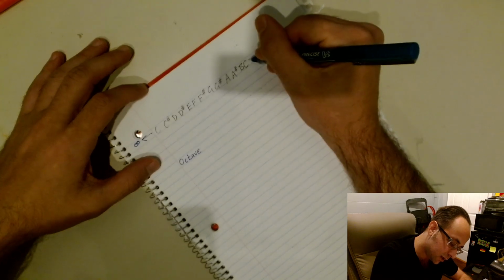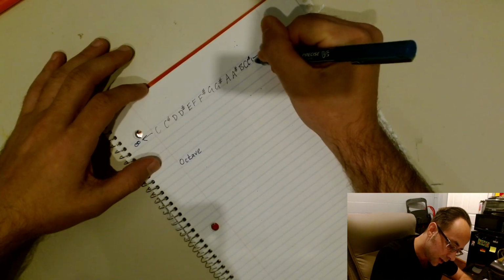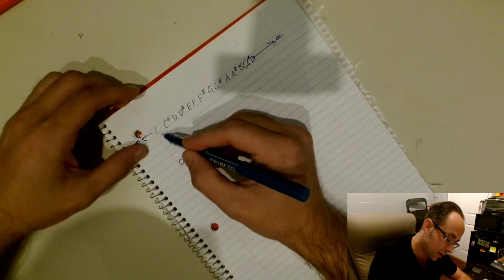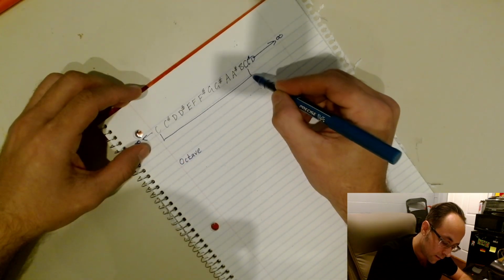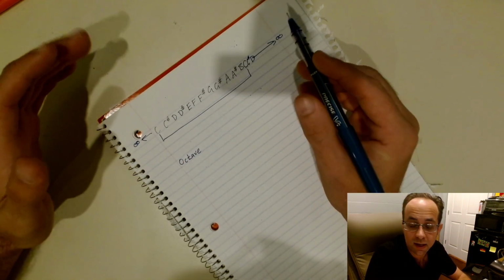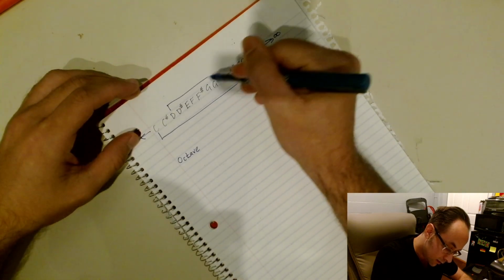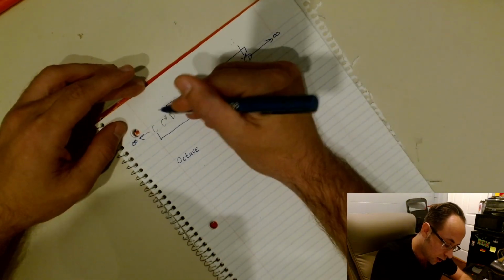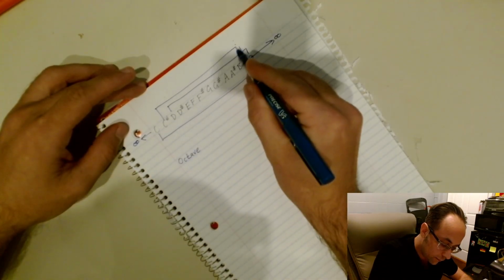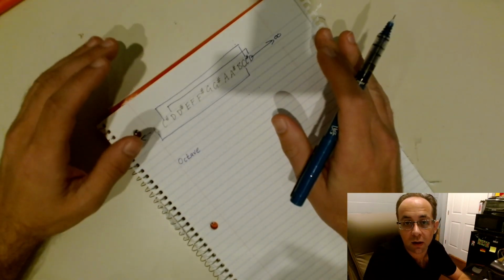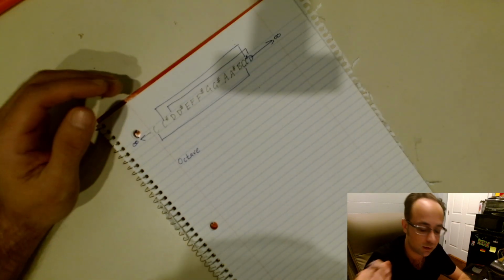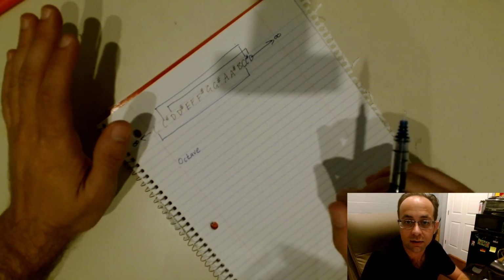So an octave, this could continue C, C sharp, D. An example of an octave would be from C to C, or D to D. Another example, C sharp to C sharp. Any note to the next repeat of itself, that distance is called an octave.